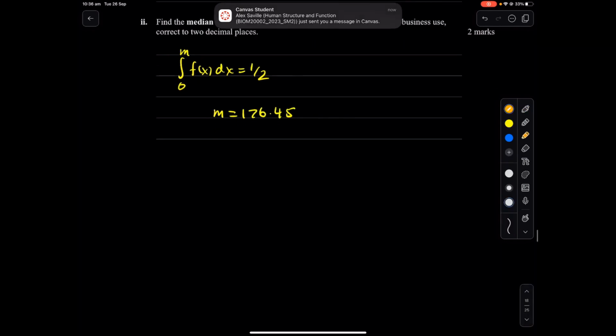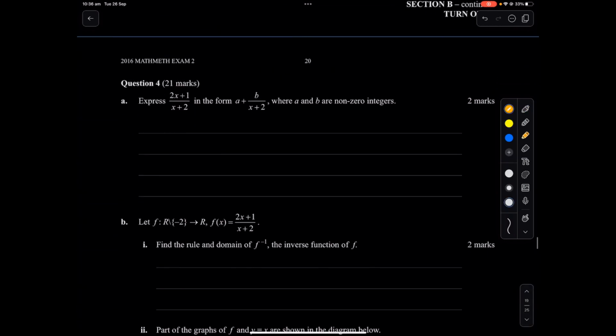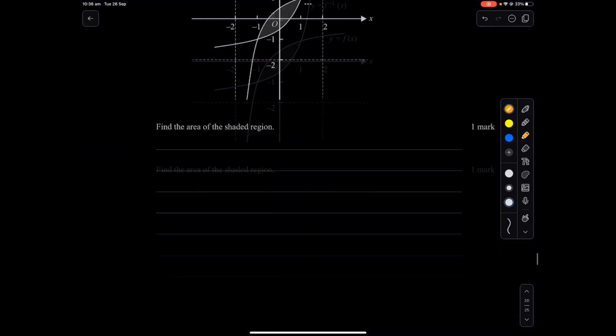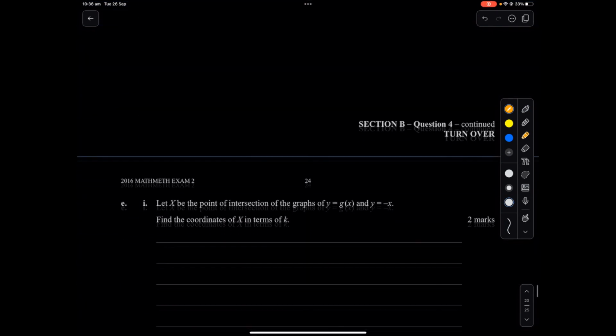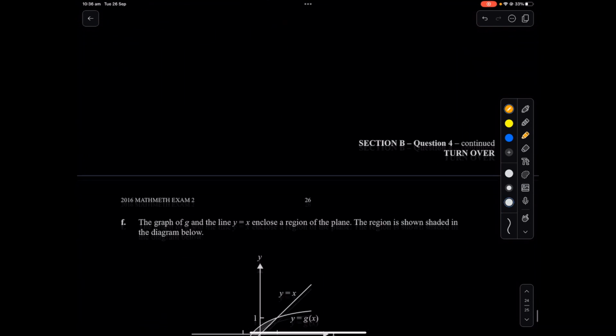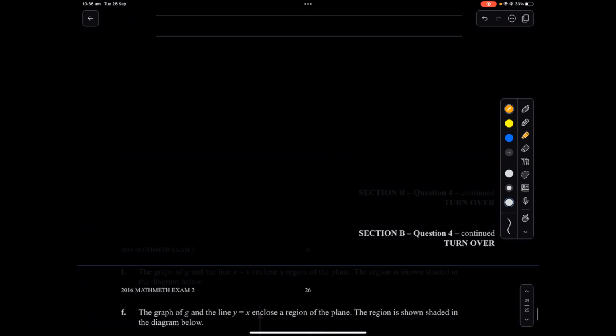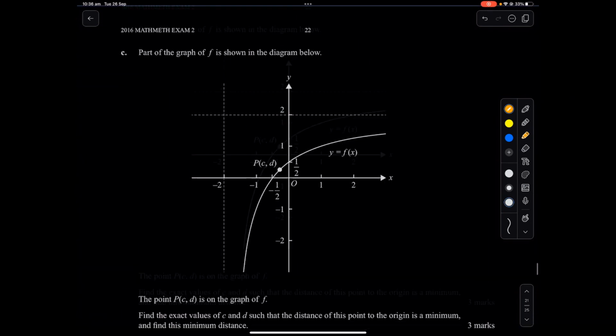So perfect. Question 4. Is this the last question? It's a very long exam, dang. Wow, it's a lot. Still have more to go. Let's smash through this quick.